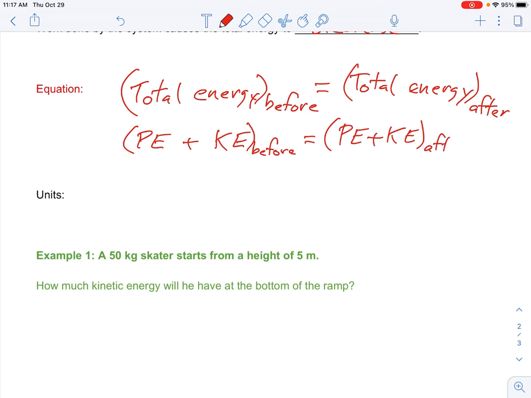And what do we mean by before or after? It just means before or after any particular thing happens. So it could be before the skater drops down the ramp, and then after would be when it gets to the bottom of the ramp.